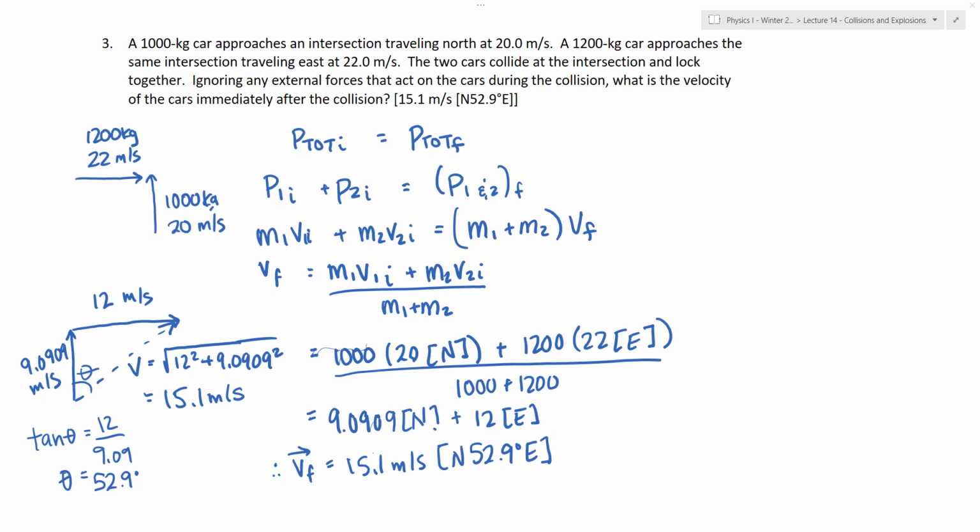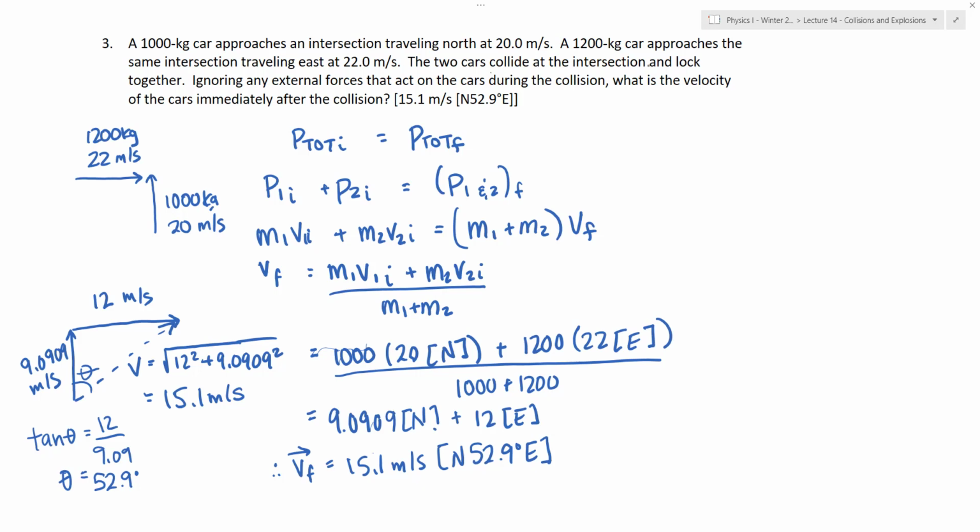Ignoring any external forces that act on the cars during the collision, what's the velocity of the cars immediately after the collision? All right, so I'm going to go over the solution that I did, and I'm also going to create a new solution because I think that some people found my method a little bit confusing. So I'll do it a different way as well. Because the question says the two cars collide at the intersection and lock together, this would be an inelastic collision, meaning the two objects are stuck together.